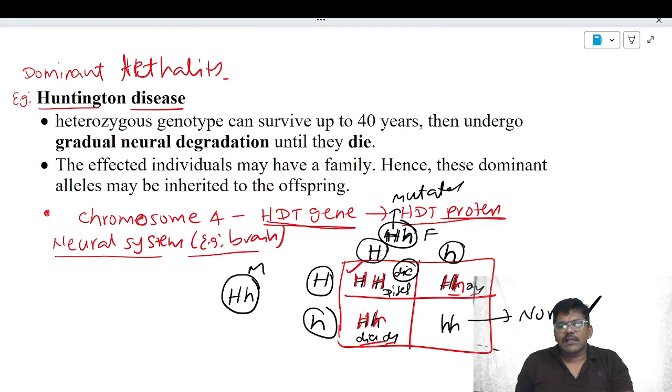But the severity of lethality is greater if the person has two mutated alleles. The severity is less if the person has one mutated allele and one normal allele, meaning death is postponed. The person will die, but can survive up to 40 years. In those 40 years they can get married and have a family, and then the person will die. That is about Huntington disease.